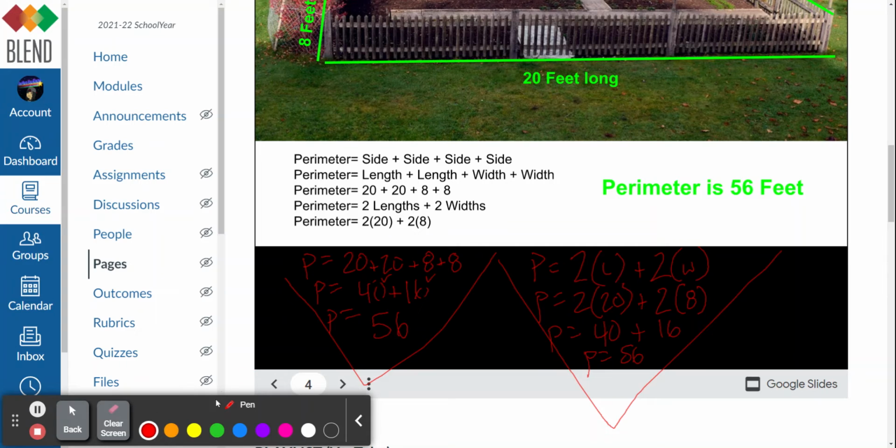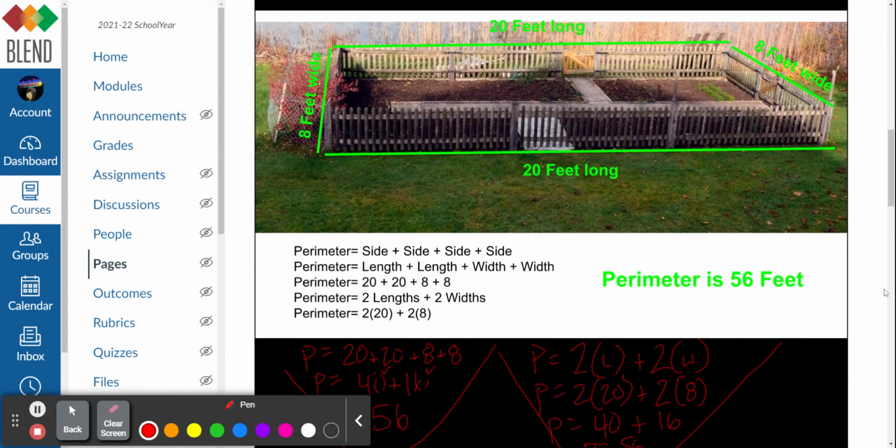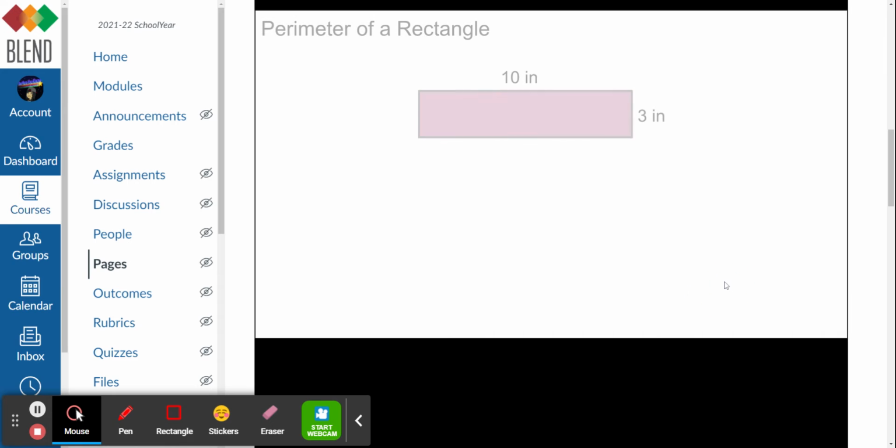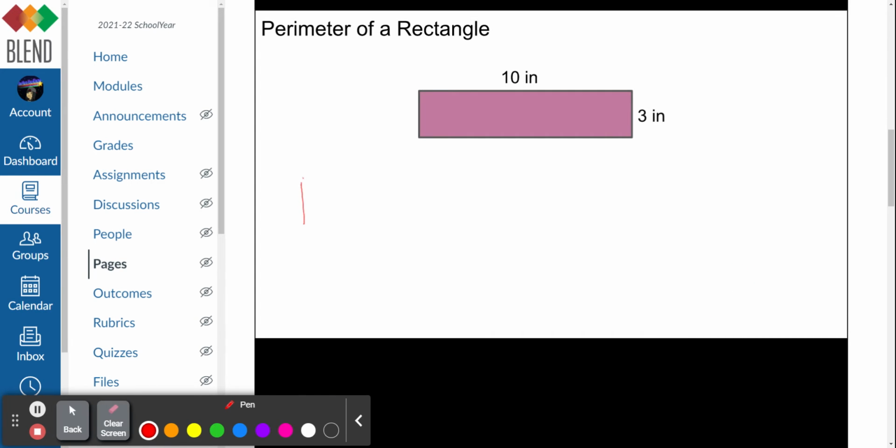All right, so you will be using formulas to figure out perimeter and area in 5th grade, and volume, but we're not going to get to area or volume today. So let's continue on. All right, perimeter of a rectangle. I want you to go ahead and solve this one either using perimeter equals side plus side plus side plus side, or perimeter is equal to 2 of the lengths plus 2 of the widths. And then we'll come back and check. So go ahead and do it.